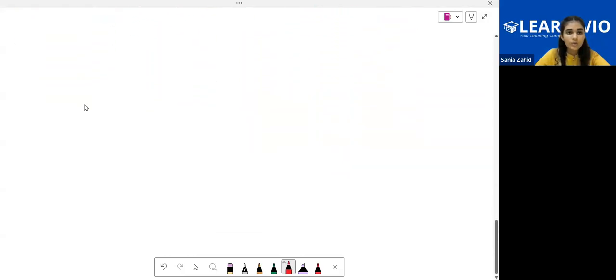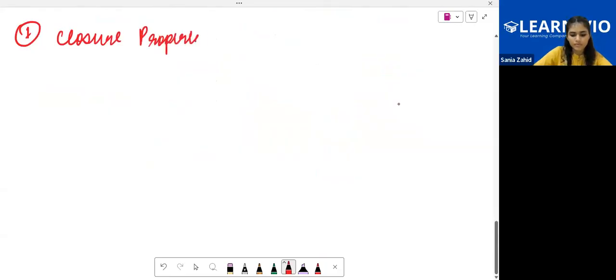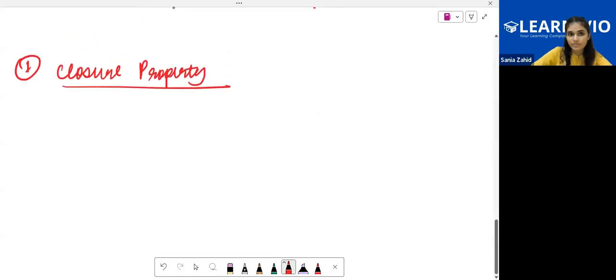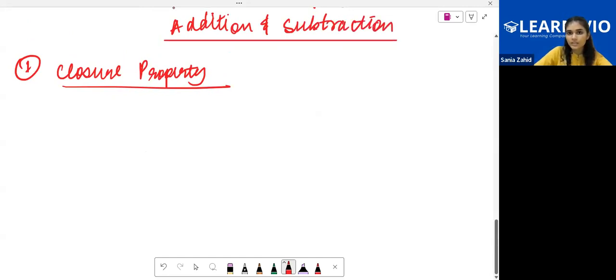And now we need to understand some of the properties for integers. First we will study the closure property. First, we will study the properties for addition and subtraction. I'm not talking about division and multiplication, okay? Only addition and subtraction. So what is the closure property?